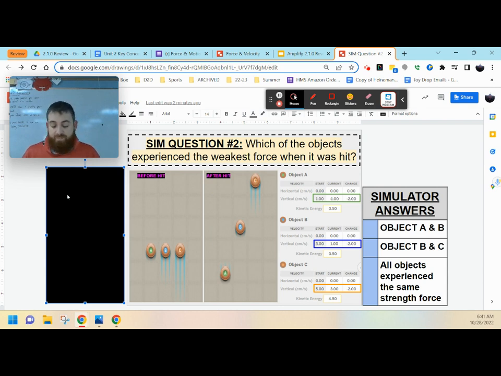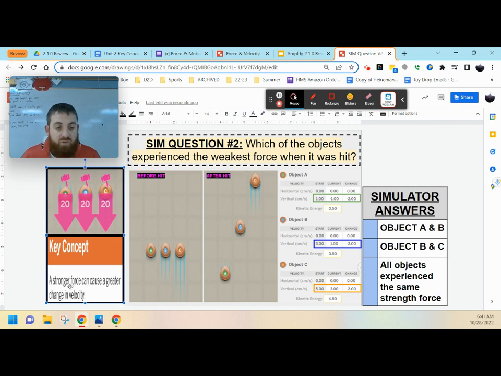All right, do we think we got it? Let's take a look. When we look at all of our objects, we can definitely talk about how some change direction. We can talk about how some slowed down or how some have different velocities before or after. But we have to remember our key concept that a strong force can cause a greater change in velocity. So a weaker force can cause a smaller change in velocity as well.